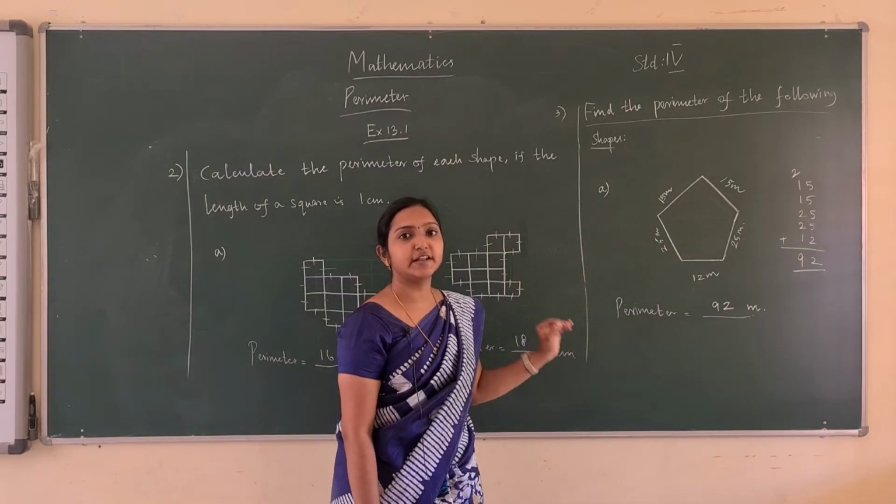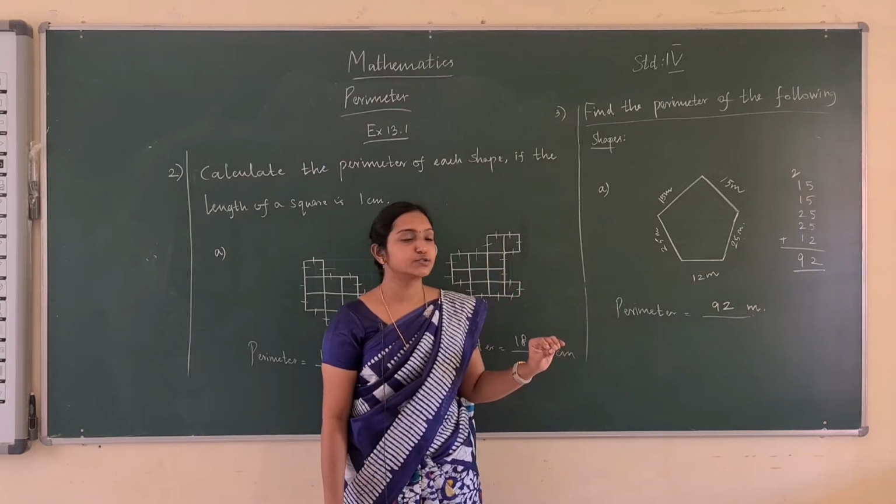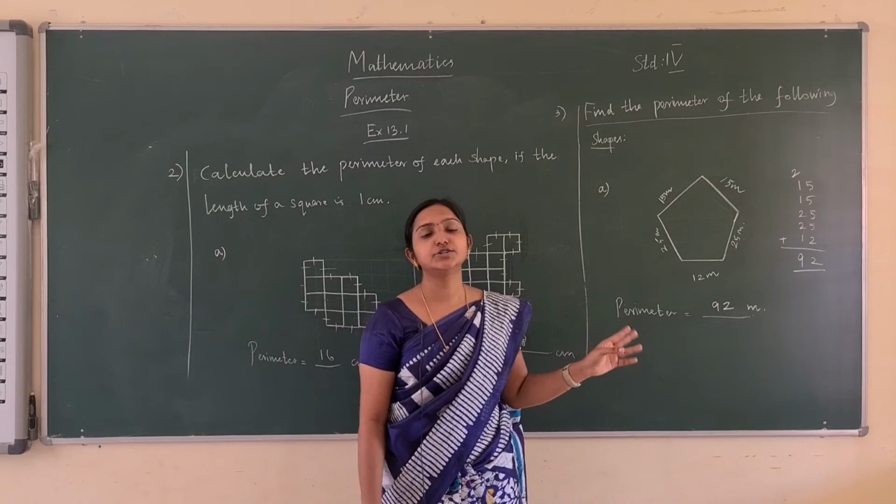To find the perimeter, we have to just add the boundary. If we add, we have got 92. So the perimeter of the shape is 92 meters.